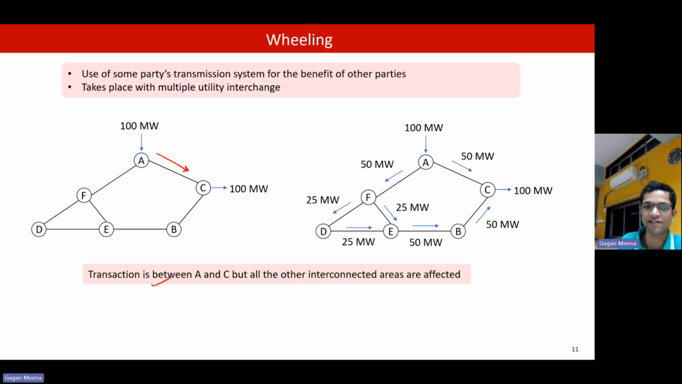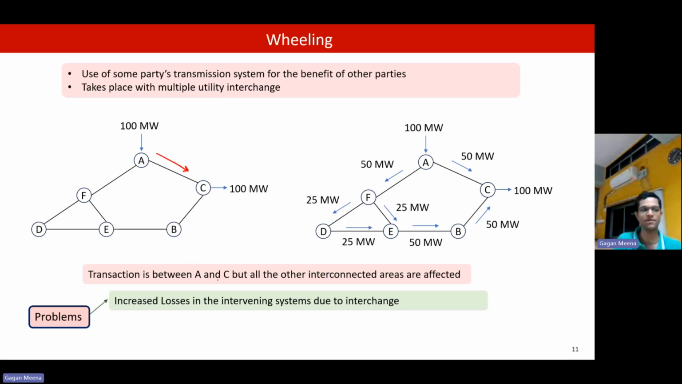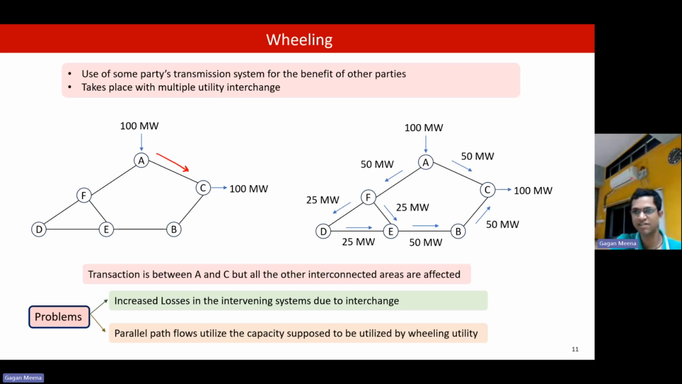So although the transaction is between A and C, all other interconnected areas are affected. So what is the problem here? The problem is there can be increased losses in the system due to interchange, due to this transaction. Another thing is the parallel path flow. They utilize the capacity which was supposed to be utilized by the wheeling utility. Although we wanted this 100 megawatt to reach from A to C.